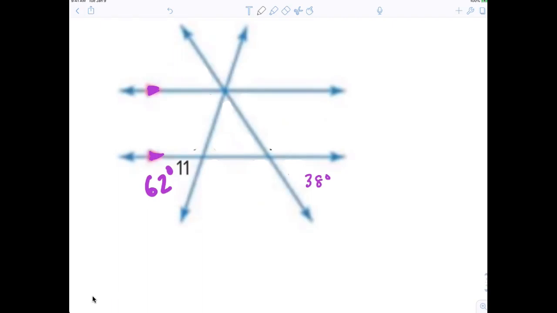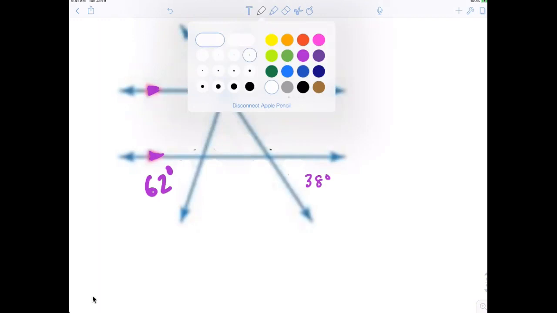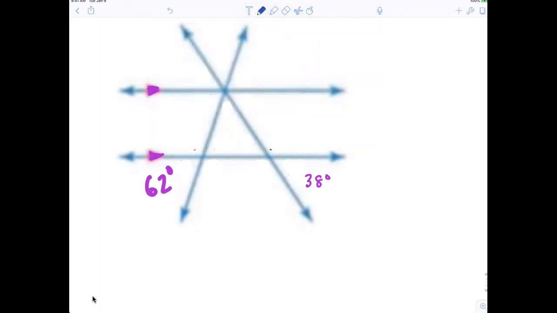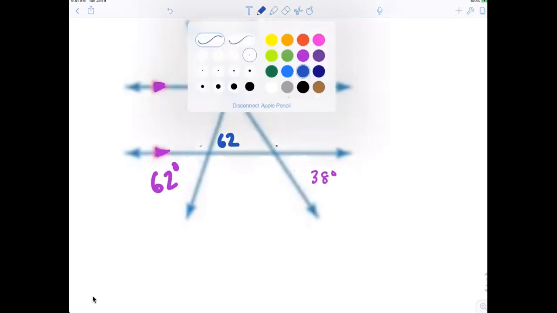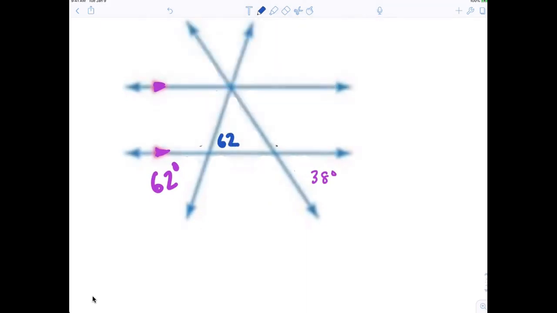Okay, so now that I know those are 62 and 38, here is what I'm hoping you do. Again, I like to do the vertical angles right off the bat. So I know this one right here is 62 degrees, and I know this one right here is 38. Now, I also like to do the supplementary angles. So if this is 38, this right here is 142.